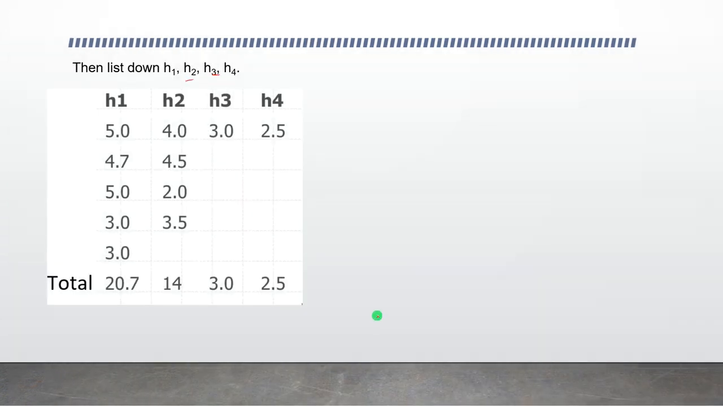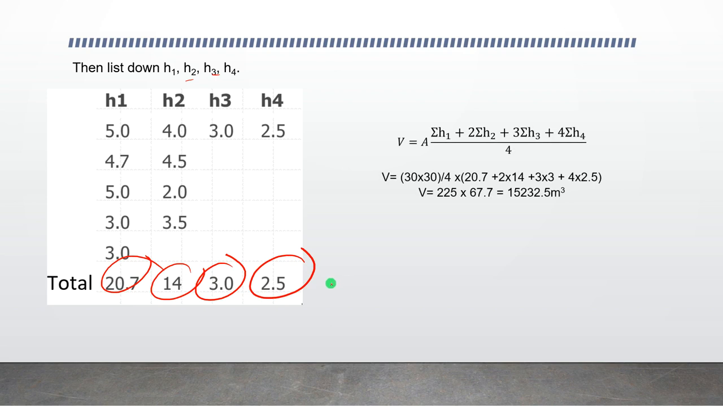So list down H1, H2, H3, H4, and take the sum of all H. Then substitute that into the formula, and that's it. We have an area of 30 by 30 on a single cell. We have a volume of 15,232.5 cubic meters. That's your final answer.